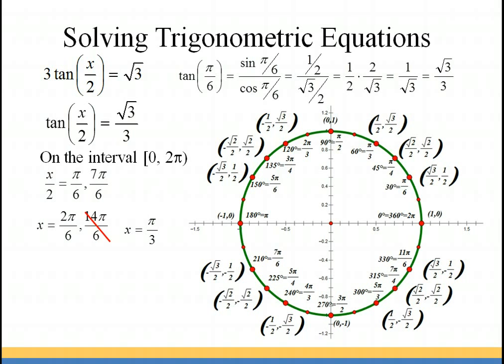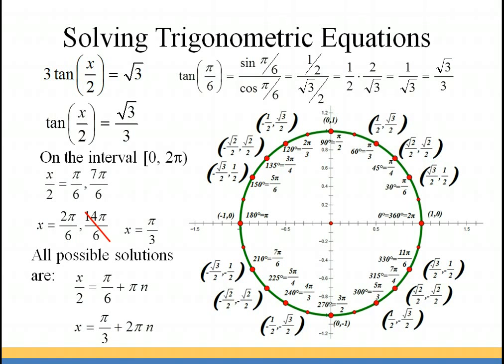Now what we want to do is generalize that. So we have all solutions for x over 2 to be pi over 6 plus pi n using our period. And then we're going to multiply both sides by 2. So you have pi over 3 plus 2 pi n. It's going to give you all possible solutions for 3 tan of x over 2 equals square root of 3.